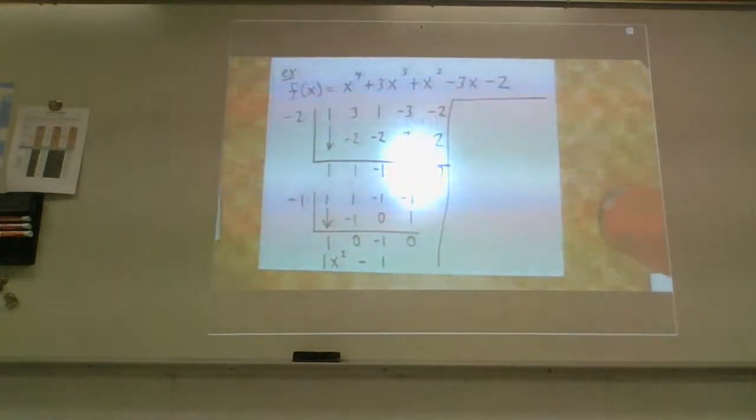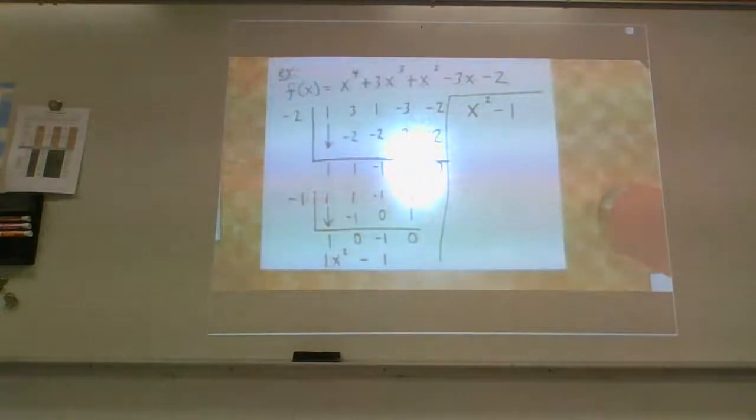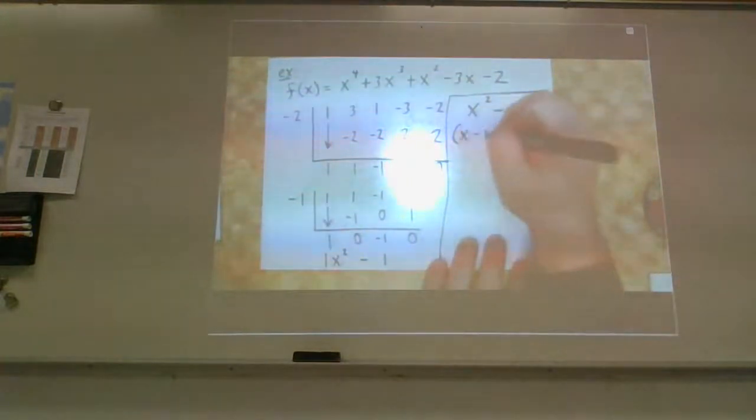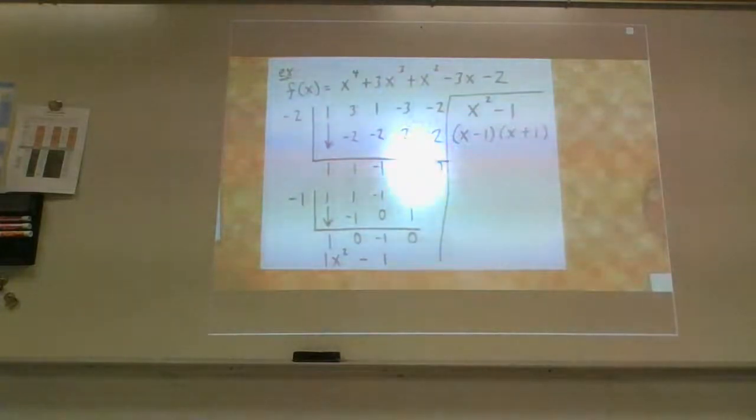Now that I have it as a quadratic, check this out. The quadratic that I have left over is x squared minus 1. I can factor that. I know how to factor that. Should be like x minus 1, x plus 1. That's what it factors into.